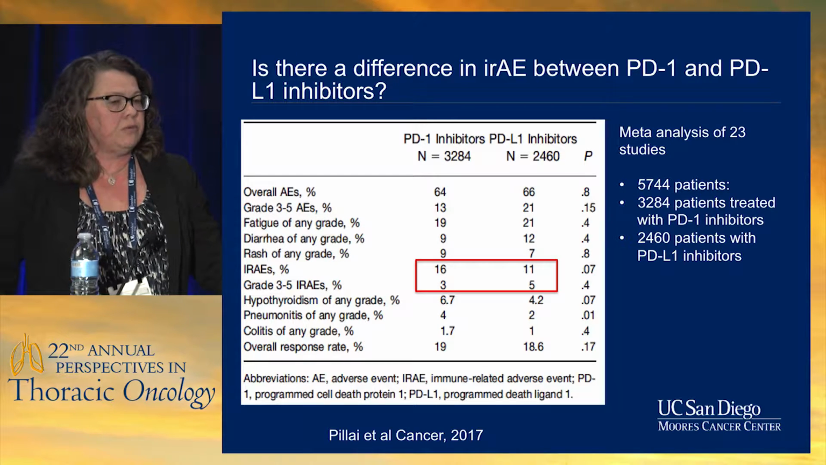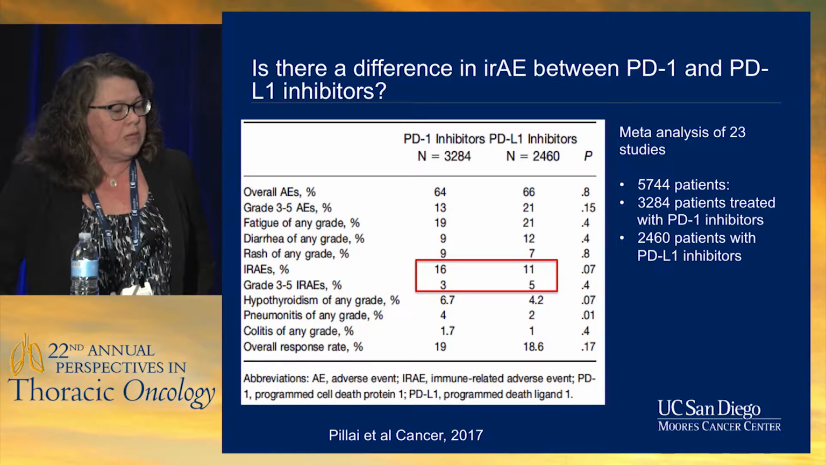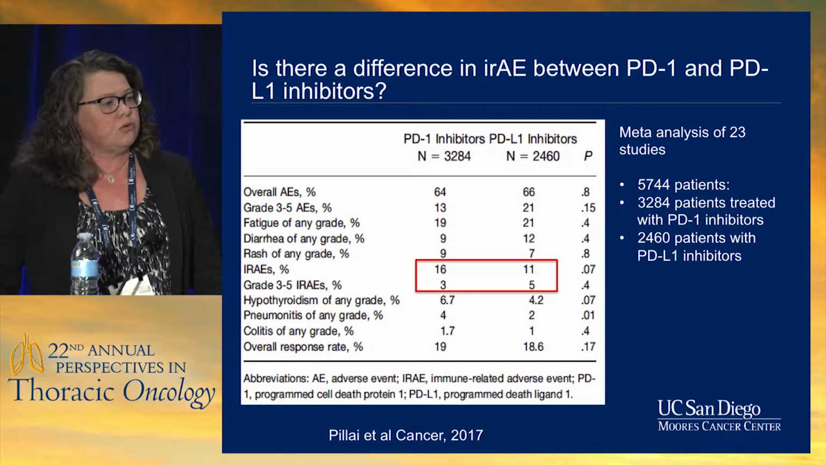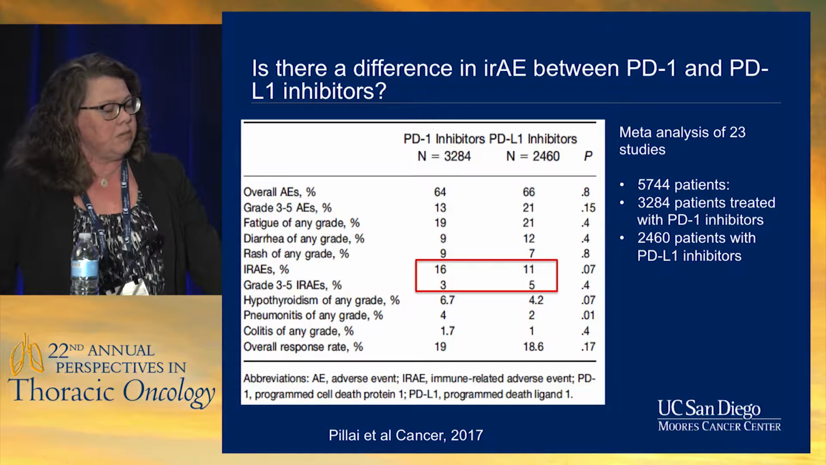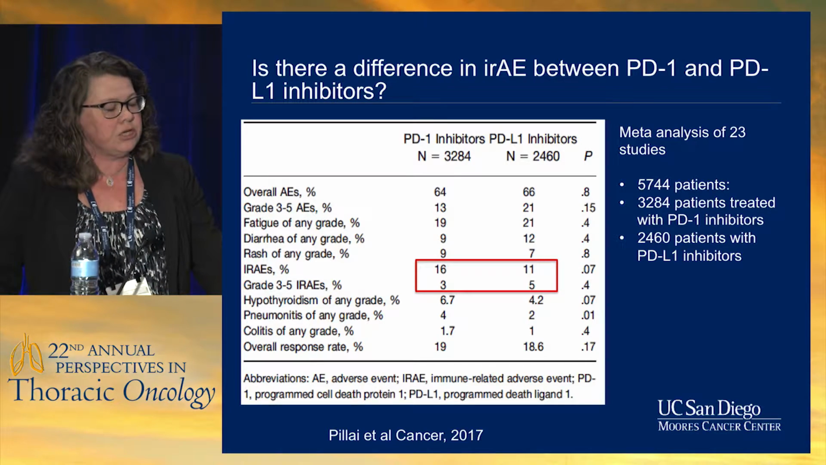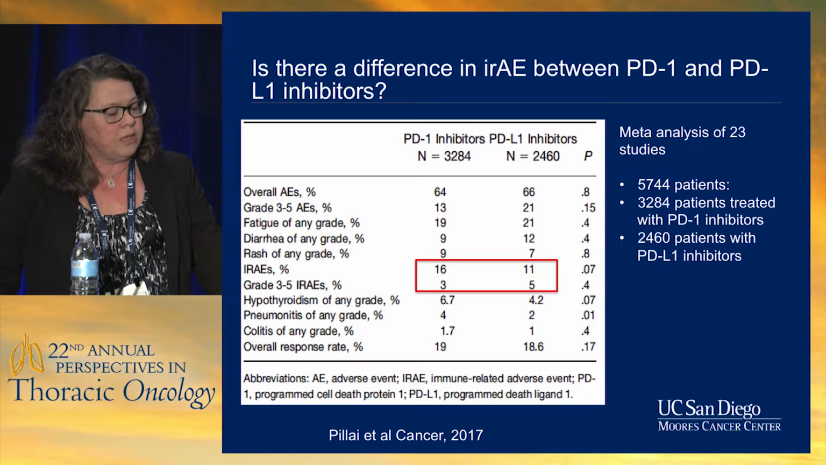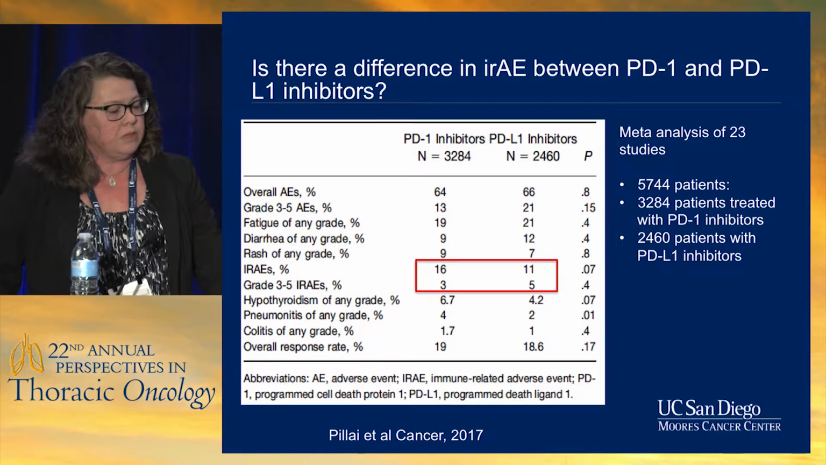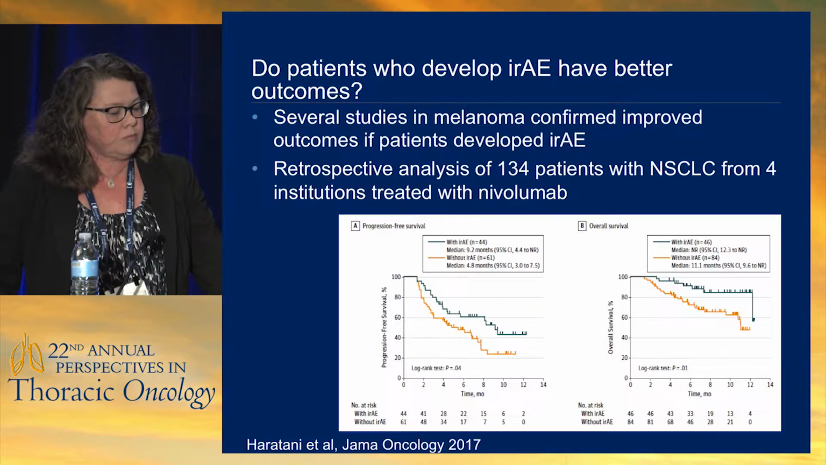Initially, when we were developing PD-1 and PD-L1 inhibitors, we started asking whether those drugs could have different adverse event profiles. And initially we thought that maybe PD-L1 inhibitors would be safer. But now we have data, a meta-analysis but still a lot of patients, 23 studies, that doesn't seem to show any difference in incidence of immune-related adverse events between PD-1 and PD-L1 inhibitors.